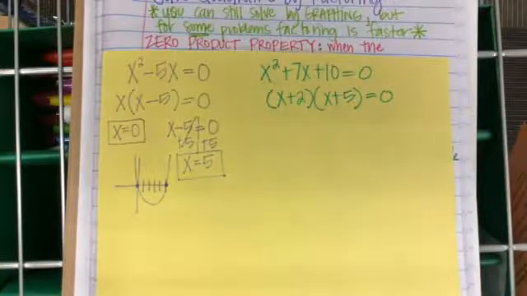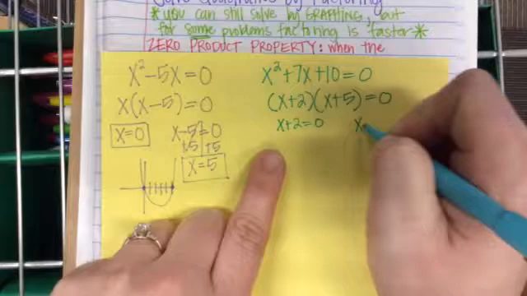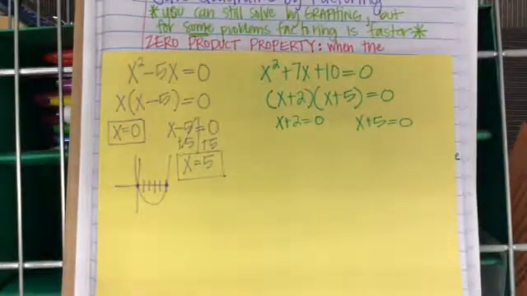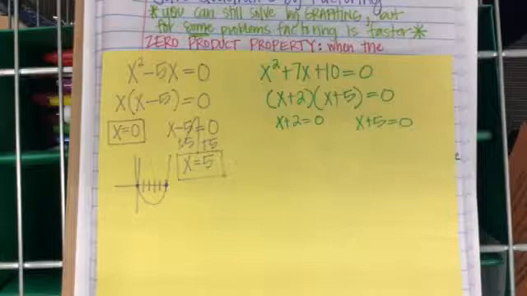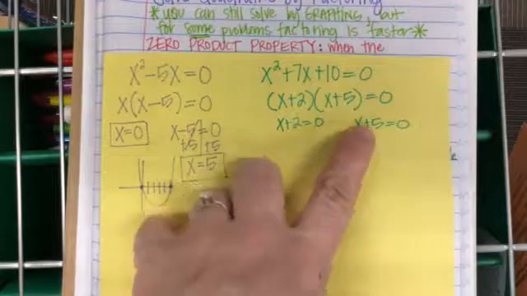And I get that this next part sometimes gets a little redundant for some students, of saying x plus 2 equals 0 and x plus 5 equals 0. Some of you are going to do this next part mentally, and that's fine, as long as you take a second to really think about it, because I do not want you to say, oh, the answers are 2 and 5, because that's not right. The factors are 2 and 5.